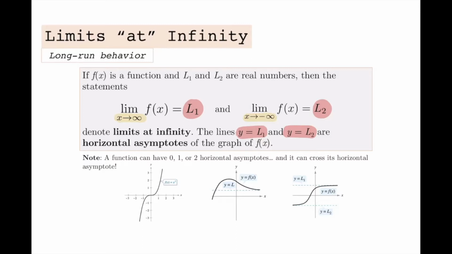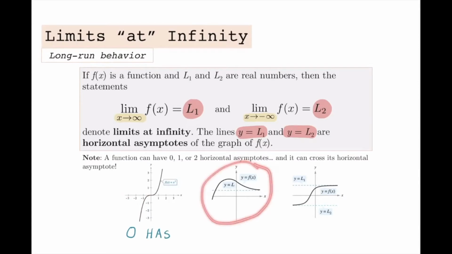We can't have any more because we're only looking as x approaches infinity way out in this direction, or negative infinity way out on the graph in this direction. There's no other way to approach infinity or negative infinity, there's just those two options. Here's an example of a function that has zero horizontal asymptotes. This is the graph of f of x equals x to the third. This function does not level off as x approaches infinity, it just keeps on growing. It also doesn't level off as x approaches negative infinity, it just keeps on going down.